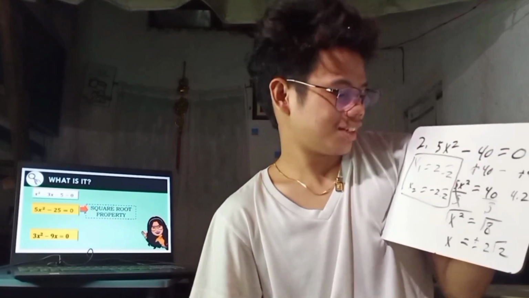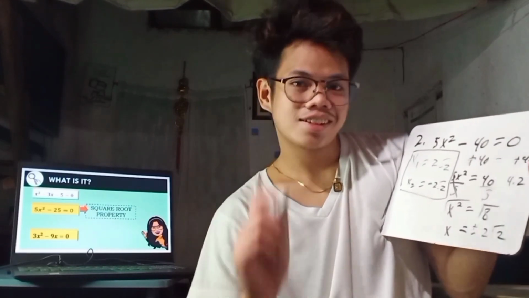Alright, so that's it. That is all about. So now let's move to quotient rule. But first, when can we use the quotient rule? So let's check. When can we use the quotient rule?